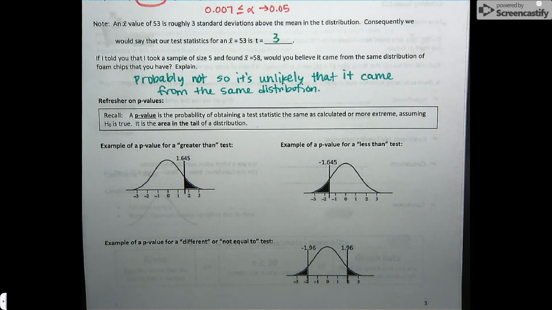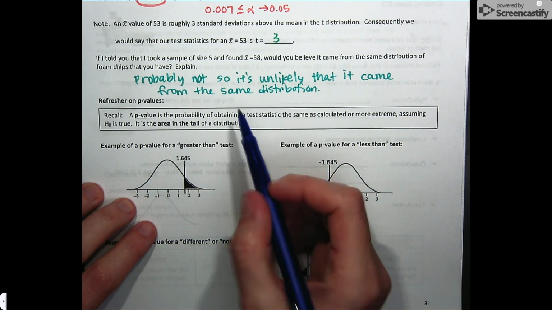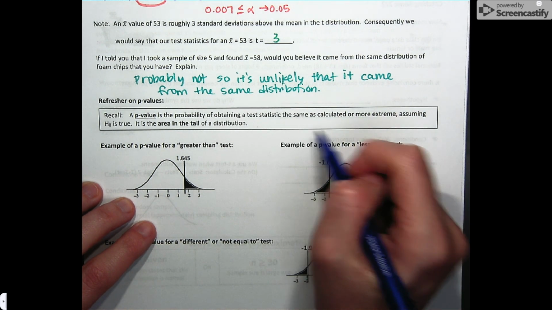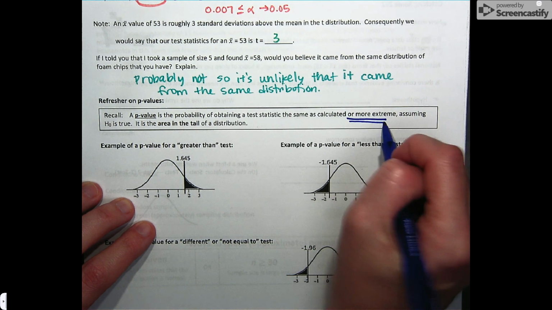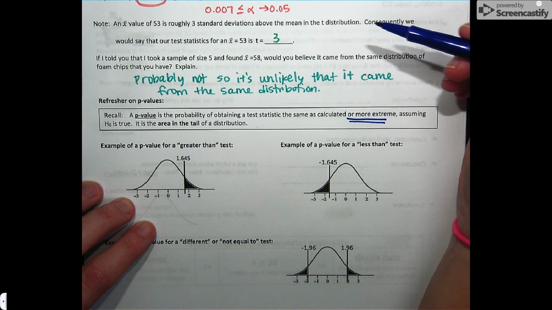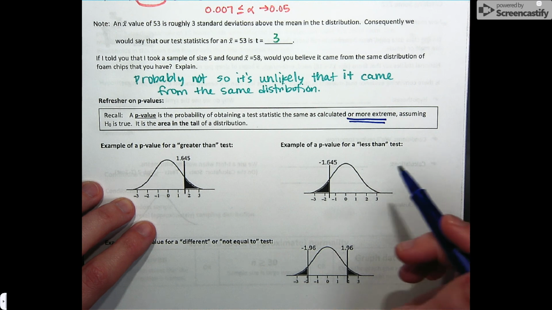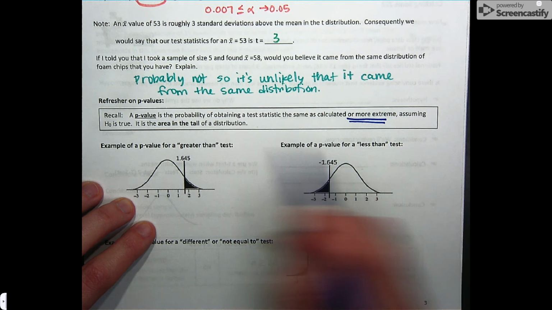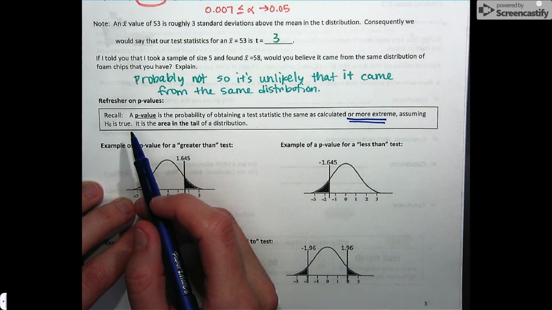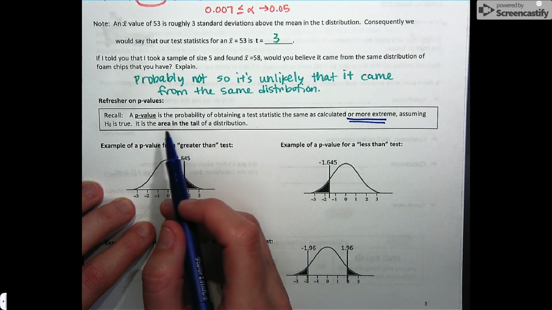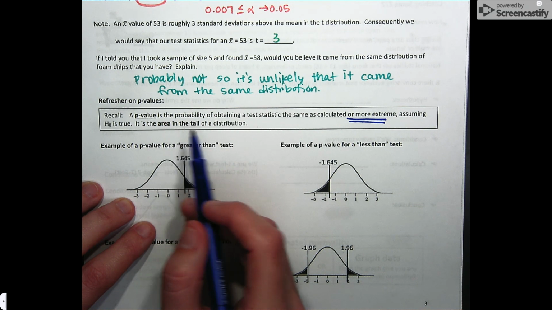So let's talk a little bit more about this p-value. A p-value is the probability of attaining a test statistic the same as calculated or more extreme. That's literally what I was showing you up there. We went to that x value, and went more extreme. And that's, of course, assuming that our null hypothesis is true, okay? And the way that p-value is found is just the area in that tail.